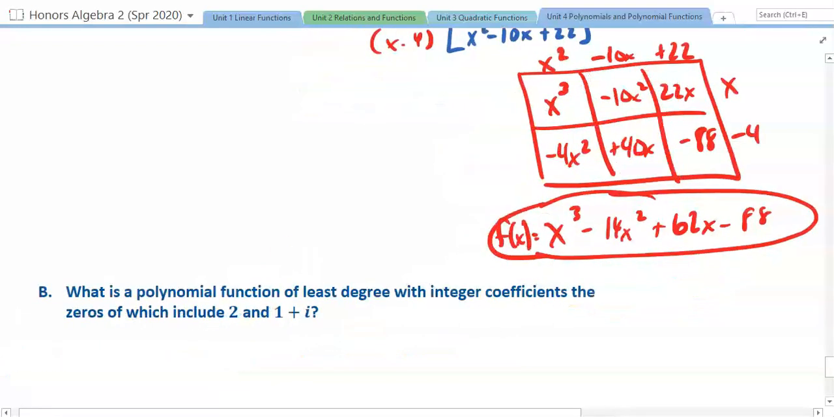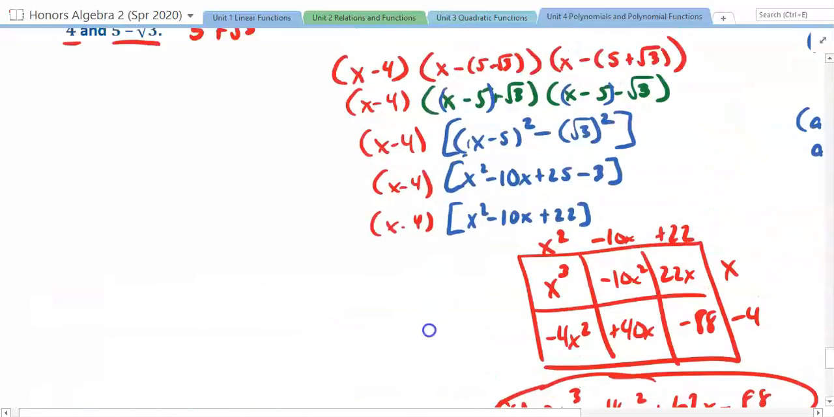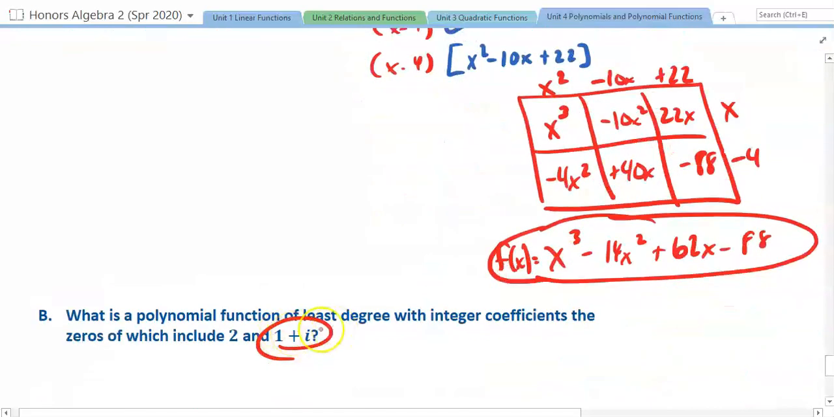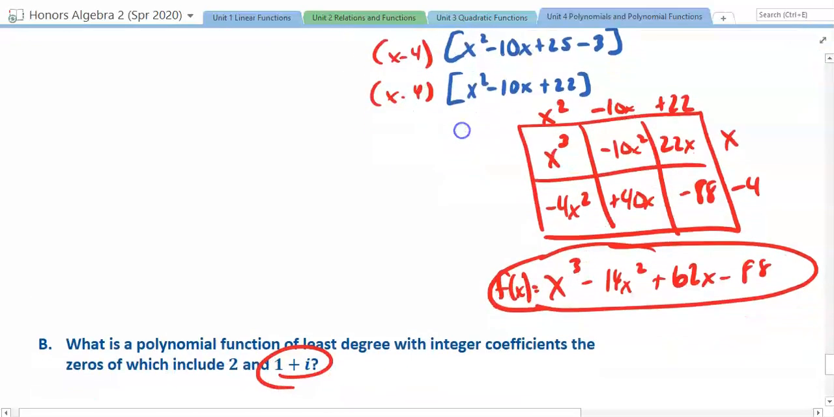I've got one more problem here, and it's got imaginaries involved, but it's the same steps as this, except instead of having 5 minus the square root of 3, you'd have 1 plus i, and then of course with the complex conjugate theorem, you'd also have the root 1 minus i. If you'd like to try the example, great. If not, I'm just going to leave it there, because this video has now gotten to 25.5 minutes.